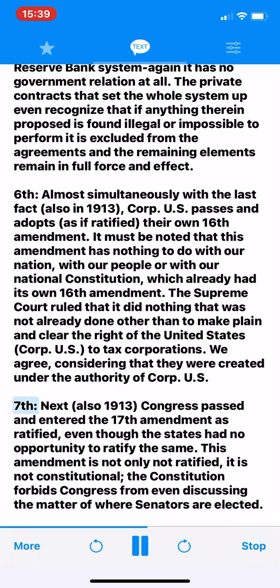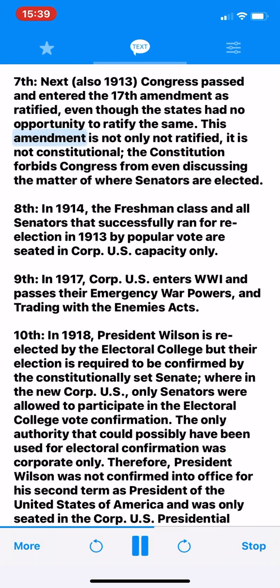7th. Next. Also 1913 Congress passed and entered the 17th Amendment as ratified, even though the states had no opportunity to ratify the same. This amendment is not only not ratified, it is not constitutional. The Constitution forbids Congress from even discussing the matter of where senators are elected.